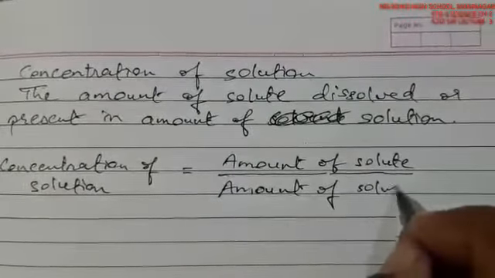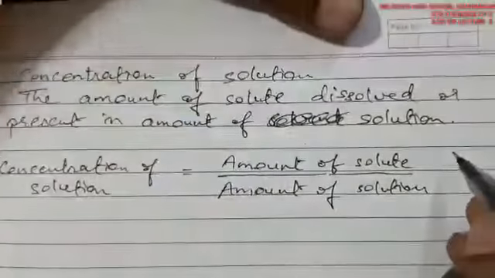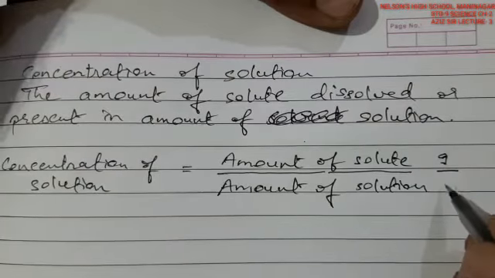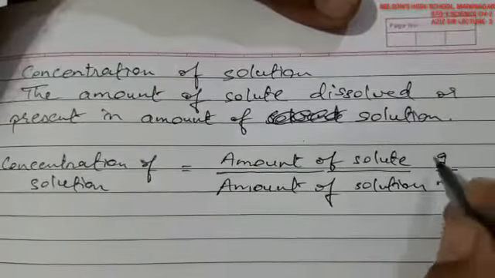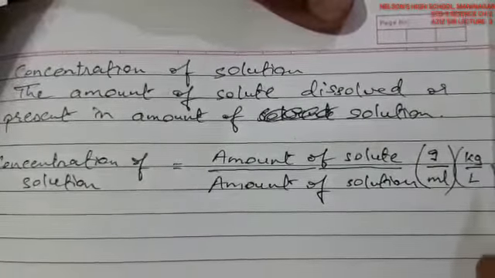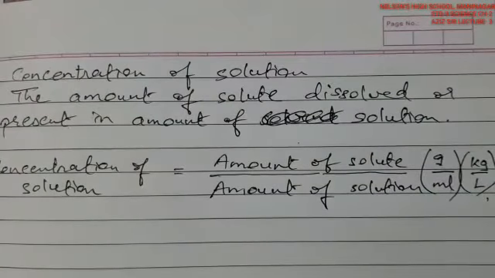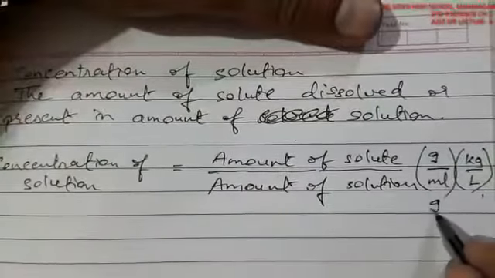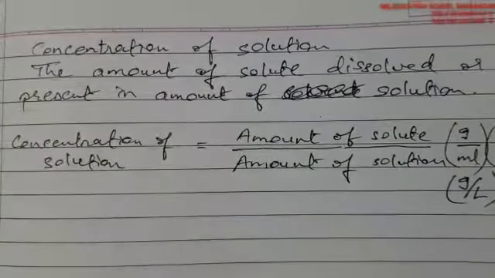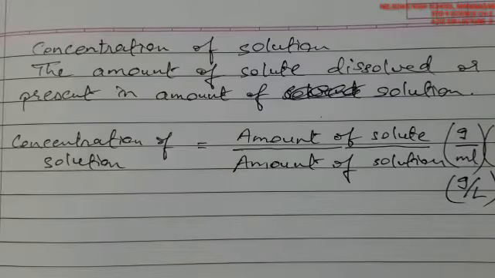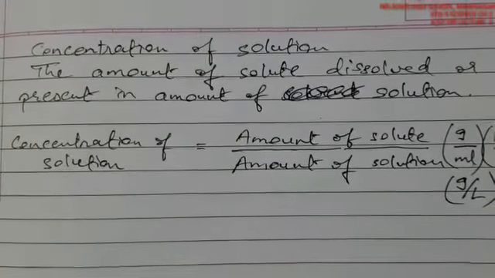Now the amount of solute can be in terms of grams, and the amount of solution is in terms of ml, so it can be grams per ml, or kg per liter. How much amount of solute is present in kg per liter? It can be in grams per liter also, so you have to write the units accordingly. You can also find it in terms of percentage.